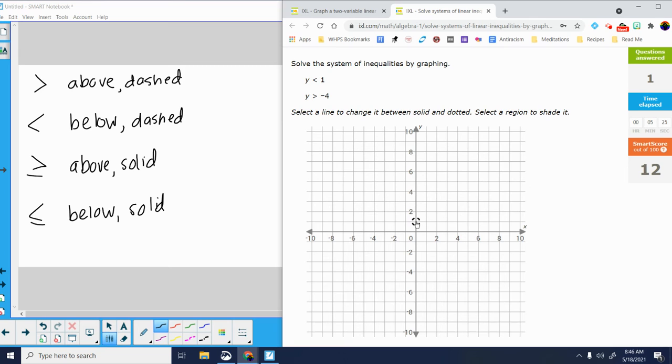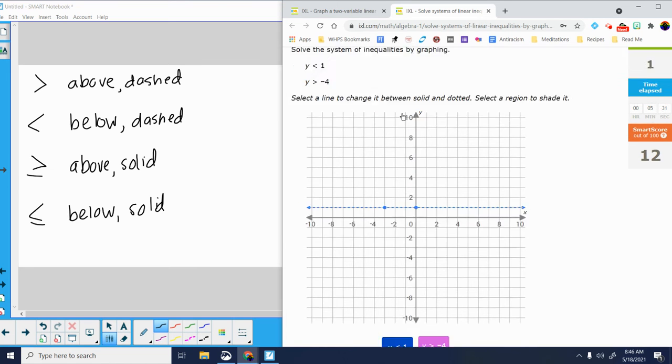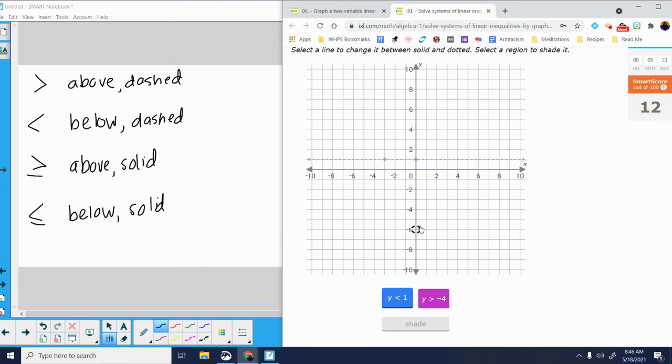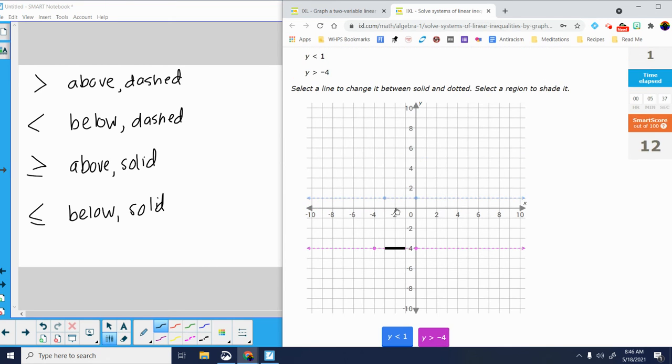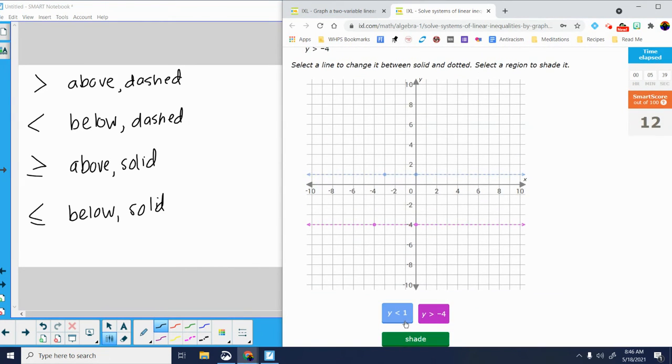So now y is less than 1. That's a horizontal line that's dashed because it's less than. And then -4 is a horizontal line that's also dashed. And we need it to be below blue because it's less than, but it needs to be above purple because it's greater than. So it's below blue and above purple right in this area.